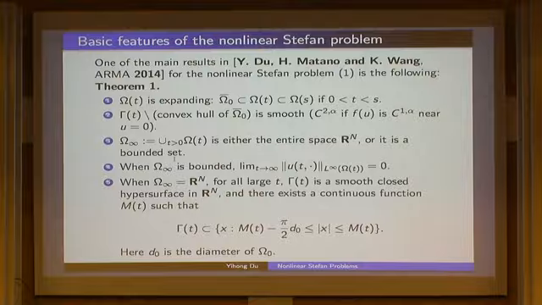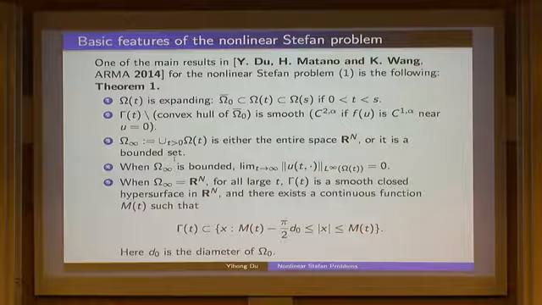And if omega infinity, the limit, is the entire Rn, we can show that for all large time, the free boundary is always smooth. It is a smooth closed Hopper surface. Furthermore, it is squeezed by two spheres of radius m of t and m of t minus a finite constant. And of course, in such a situation, m of t goes to infinity as t goes to infinity.